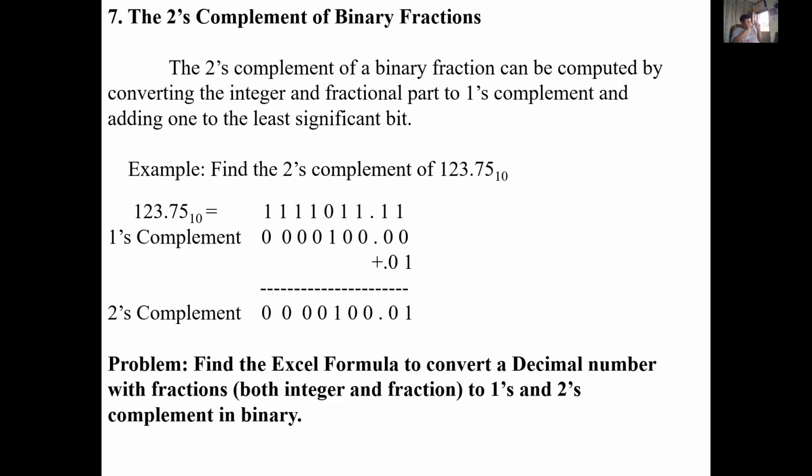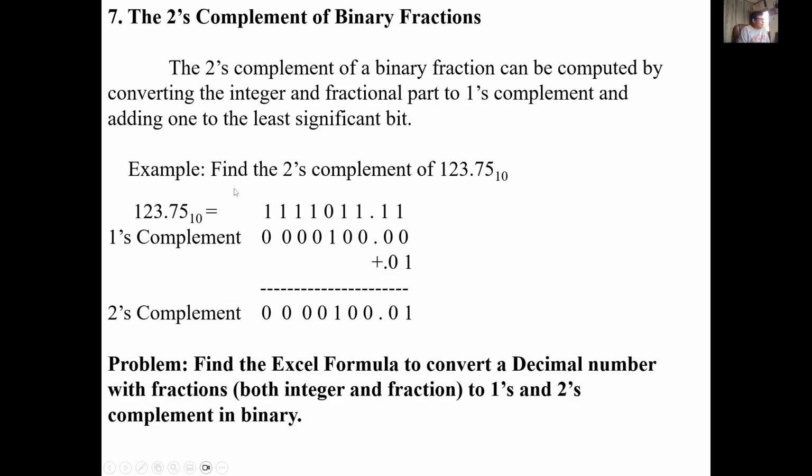Now, how do we compute the two's complement of a binary fraction? We do the same thing. We flip ones to zeros and zeros to ones until the least significant bit, and we add 1 to the least significant bit. Even if it's 0, we always add it to the least significant bit. Remember that, to the last bit, to the right.